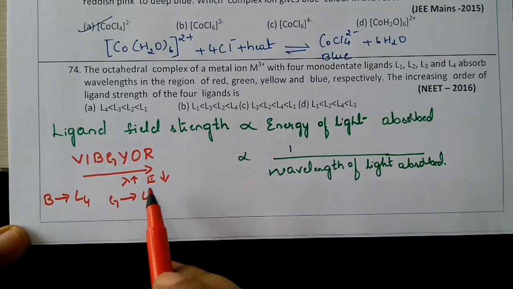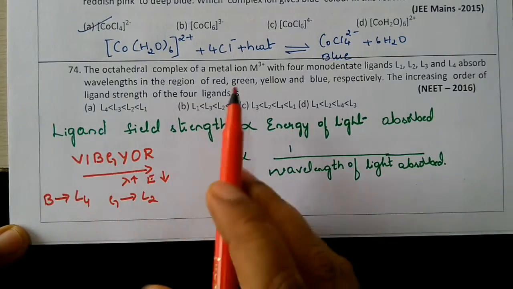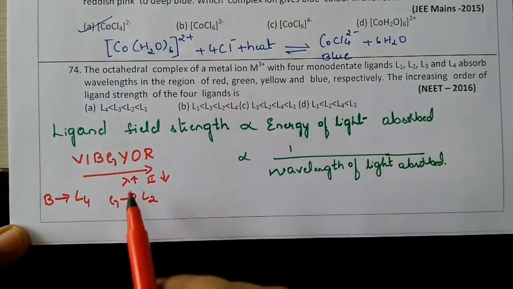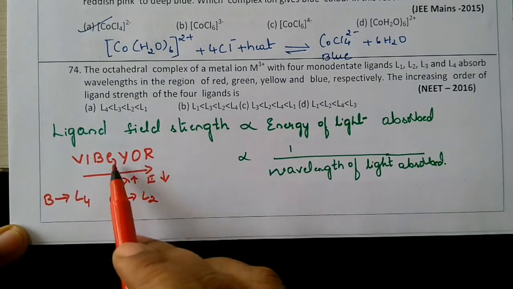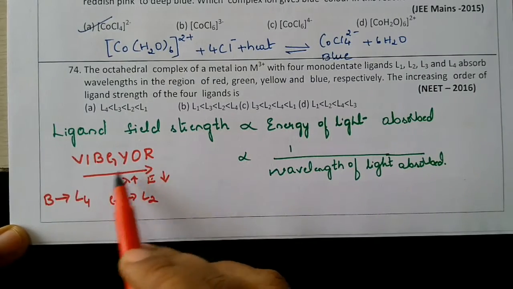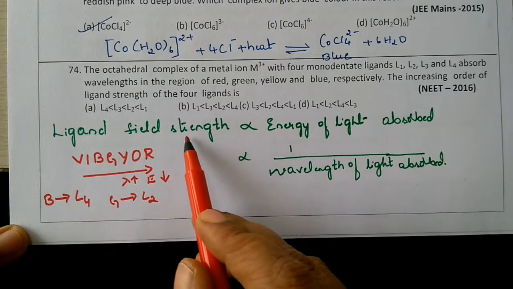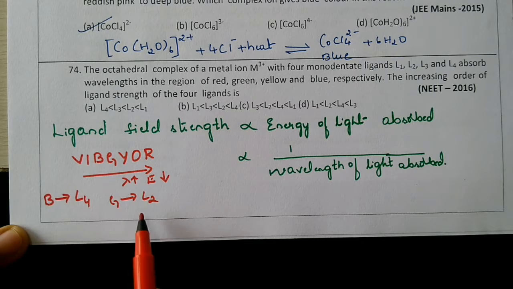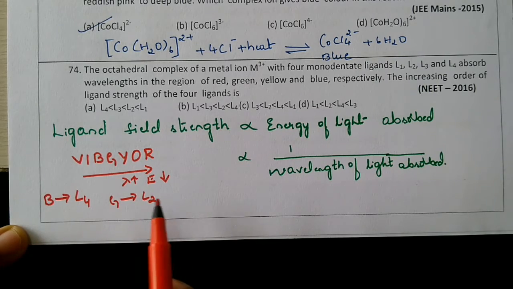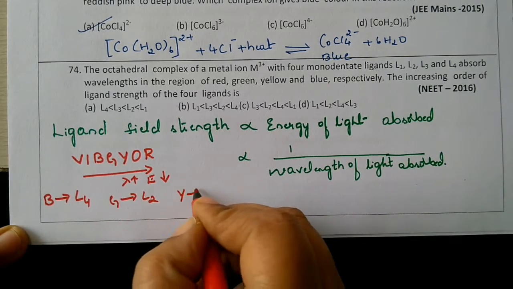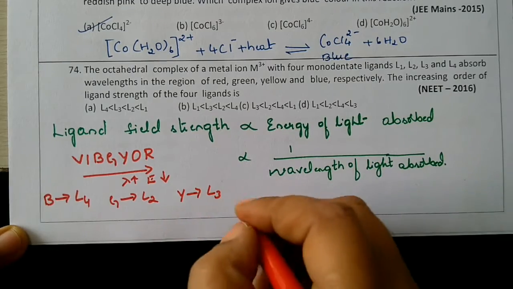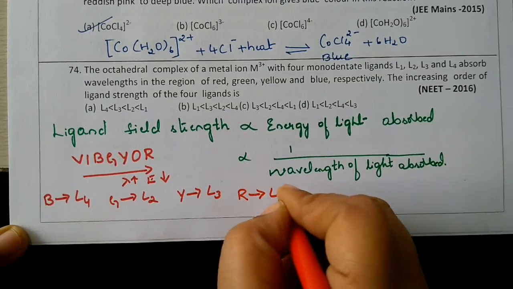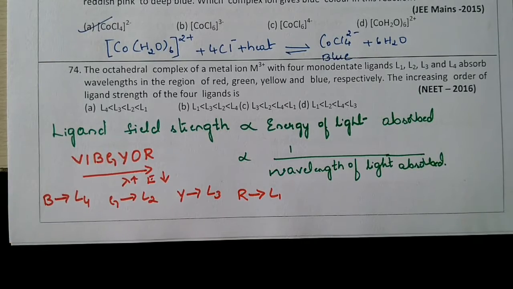When you compare green with red and yellow, after green we have red and yellow. Wavelength is increasing, energy is decreasing. As energy decreases, field strength is also decreasing. So first blue comes, next is green, after that we have yellow for L3, and after that red, which is for L1, as we move in the visible region.